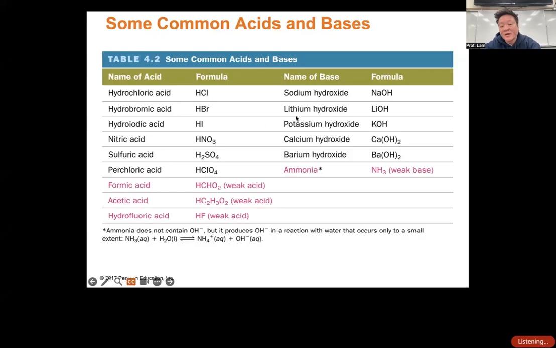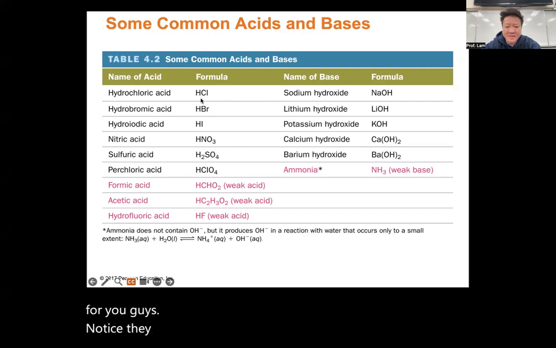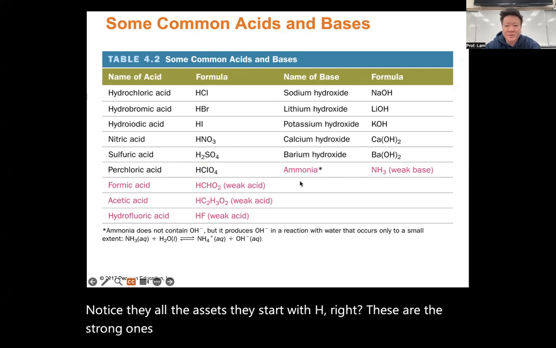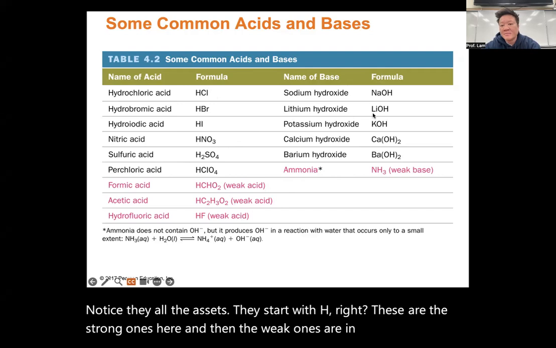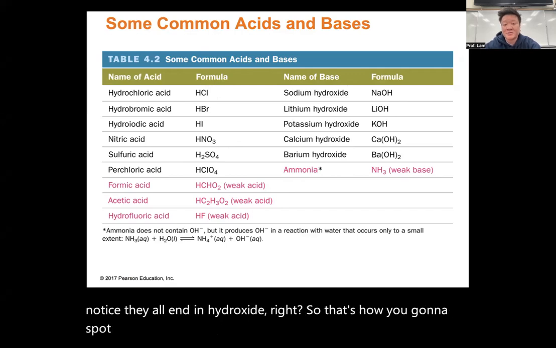All right. So on this slide here, it lists some common acids and bases for you guys. Notice, the acids, they all start with H, right? These are the strong ones here, and then the weak ones are in pink. Okay. The bases, notice they all end in hydroxide, right? So that's how you're gonna spot it, right?